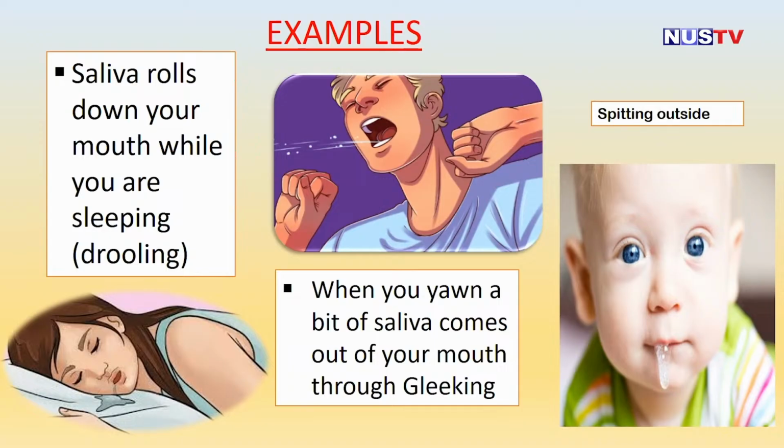Sometimes saliva rolls down your mouth while you're sleeping, and we call it drooling when it's dripping out of your mouth. The next one, when you yawn, a bit of saliva comes out of your mouth. And then, as you have seen the boy there, he's spitting out the saliva from his mouth. So that's another way of producing saliva.